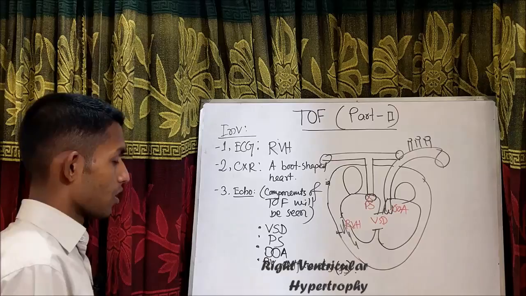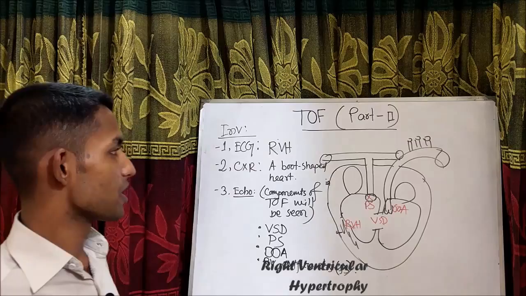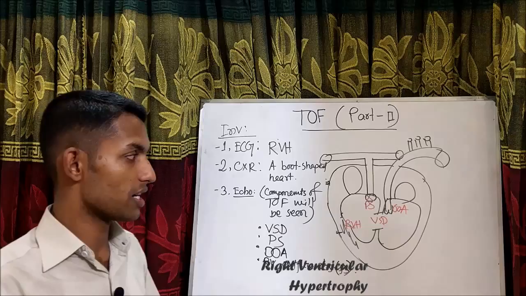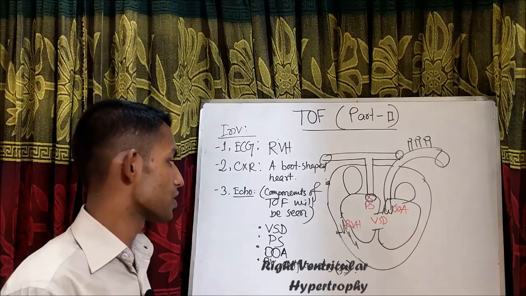So in the investigation, the first one is ECG. In ECG, we may get RVH, right ventricular hypertrophy. And in the chest X-ray, we will get a boot-shaped heart. That is very characteristic of Tetralogy of Fallot. Then in the echocardiogram, we will see the components of Tetralogy of Fallot. These are the investigations for Tetralogy of Fallot.